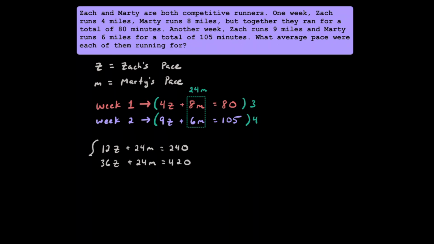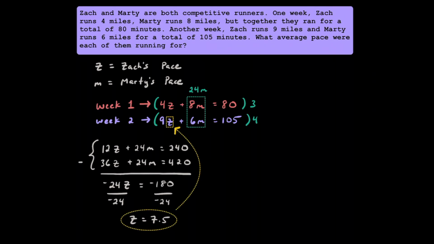Now that the coefficients for M match, we can subtract these two equations to eliminate the M. 12Z minus 36Z is going to be negative 24Z, 24M minus 24M equals 0M, so it gets eliminated, and 240 minus 420 equals negative 180. When we divide the left side by negative 24 and the right side by negative 24, we find that Z, or Zach's pace, is equal to 7.5, or a 7:30 minute mile.